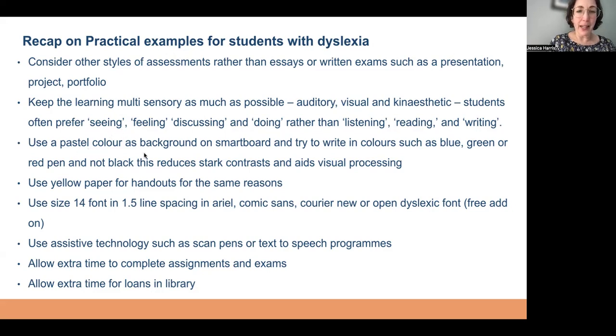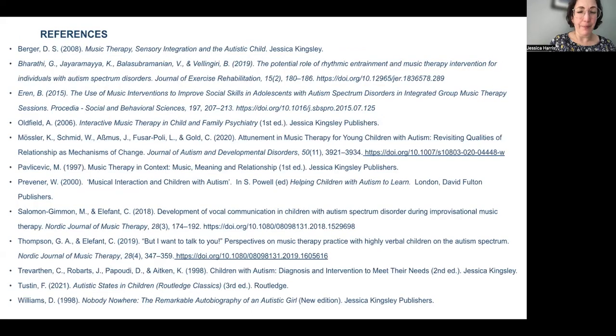We might use a pastel color as background on the smartboard and try to write in colors such as blue, green, or red pen, and not black, as this reduces stark contrast and aids visual processing. We might use yellow paper for handouts for the same reasons. We might use size 14 font in 1.5 line spacing in Arial, Comic Sans, Courier New, or Open Dyslexic font, which is a free add-on. Or we might use assistive technology like scan pens or text-to-speech programs. And we might allow extra time to complete assignments and exams, and extra time for loans in the library.